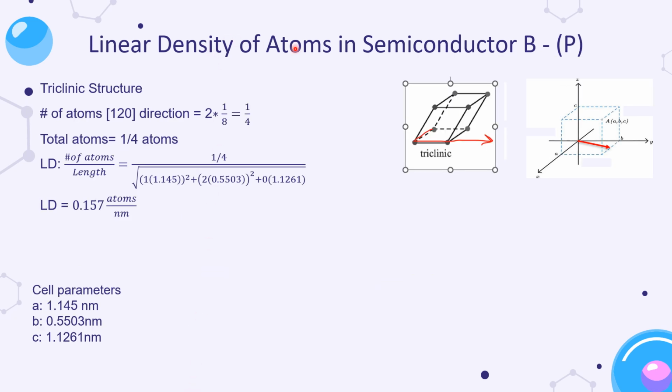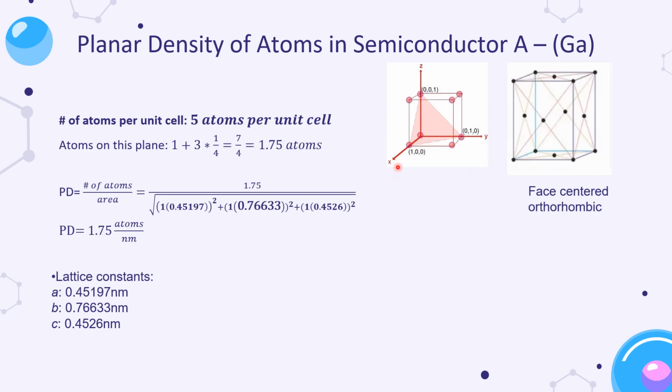To find the linear density of atoms in semiconductor B, phosphorus, we would have to count the number of atoms, which is 2 atoms in the 120 direction, and multiply it by 1/8. This will give us a total of 1/4 atoms, which would then be used in the formula number of atoms over length to find the linear density, which we calculated using Pythagorean's theorem and the lattice constants to be 0.157 atoms to the nanometer. Now let's look at our planar density of atoms in semiconductor A.